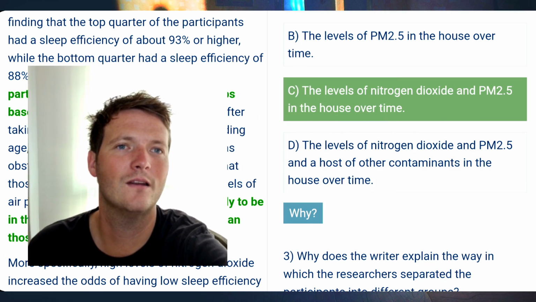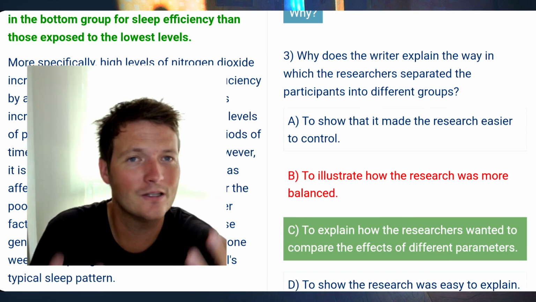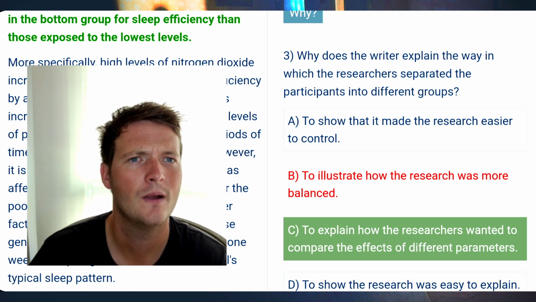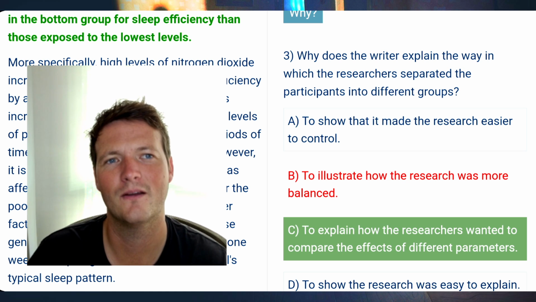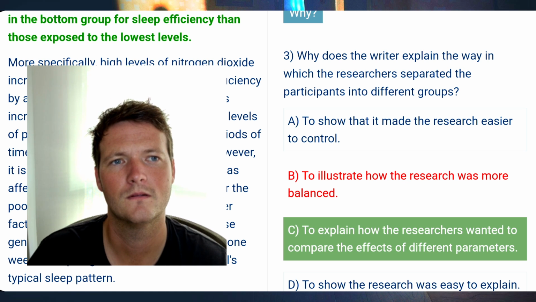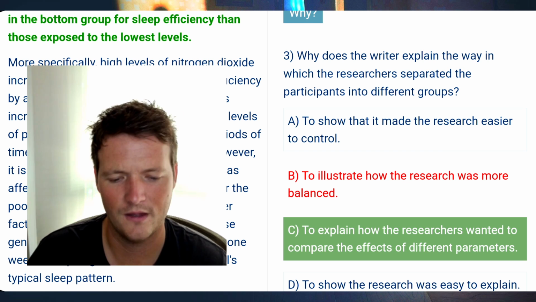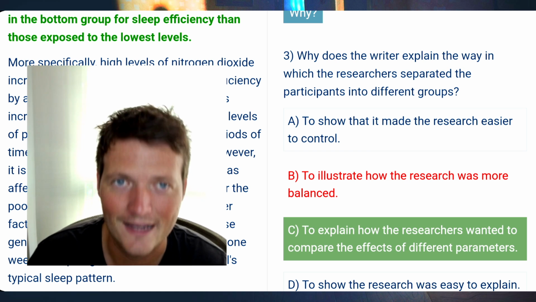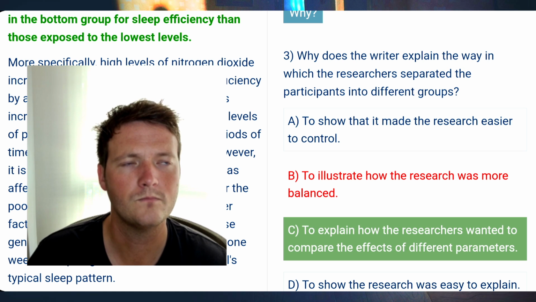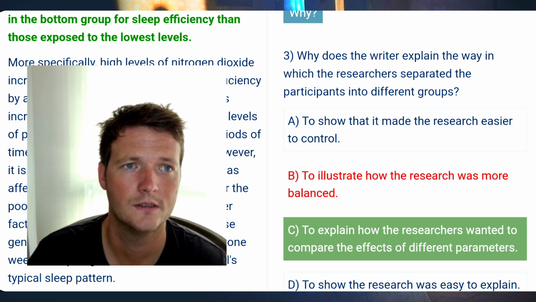See, I don't know this website. I don't know where it gets the exercises. I don't know if they make the exercises themselves. I don't know if I can agree. I'm struggling to see how that's right. They wanted to compare the effect of different parameters. I think they wanted to eliminate other factors. That's why they also took into account things like apnea, age, smoking, things like that, because they wanted to eliminate those parameters.